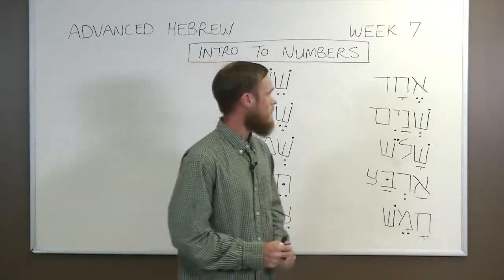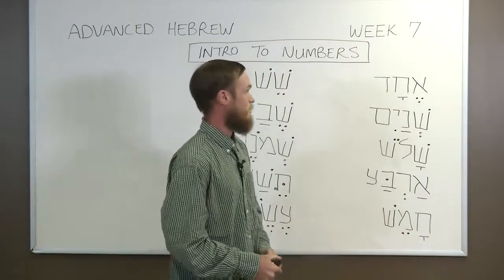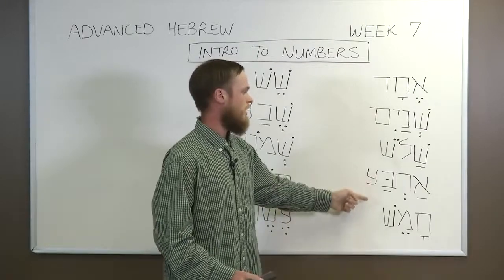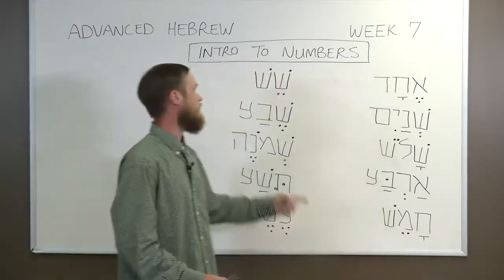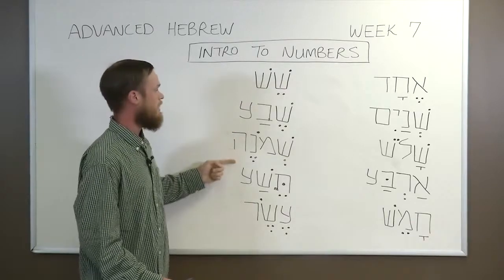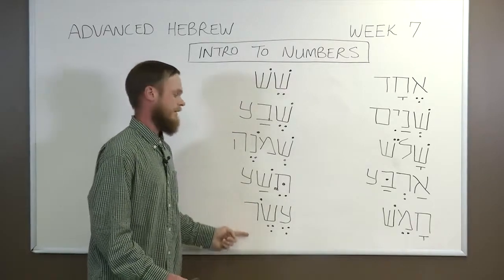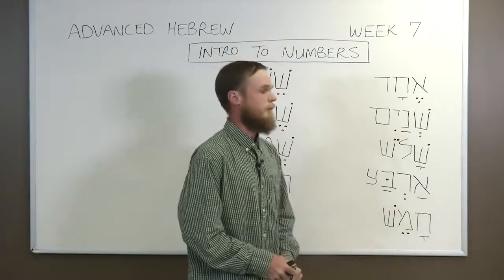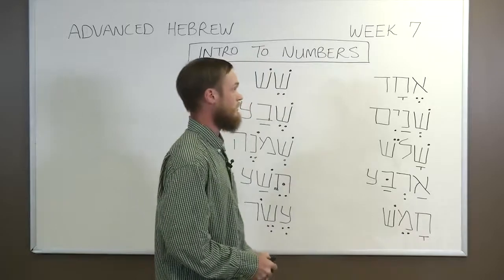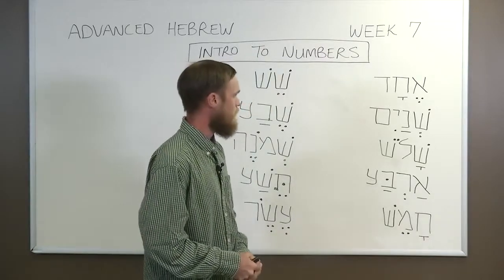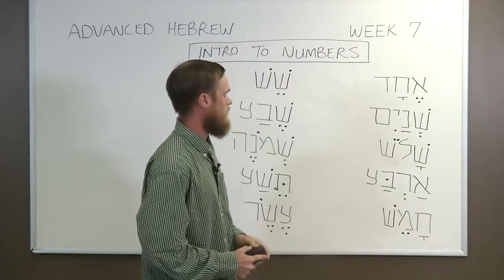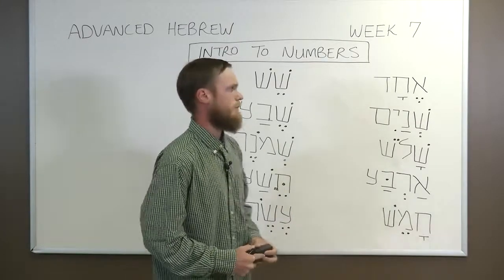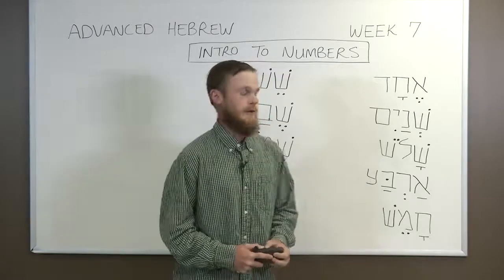Okay, so in the masculine, counting from 1 to 10, we have echad, shenayim, shalosh, arba, chamesh, shesh, sheva, shemona, tesha, and eser. Okay, so that is counting in the masculine, and there are also equivalents in feminine. I will show some of those. I'll start with the number 1. It's a little bit funny, so bear with me.